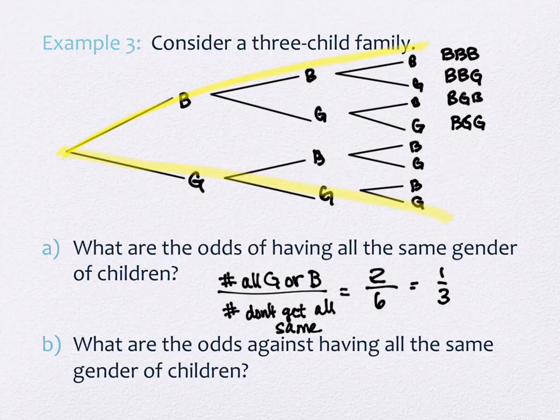You have a 1 to 4 probability, by the way. It's not going to be the same thing. It's a 1 to 4. This is a 1 to 3.